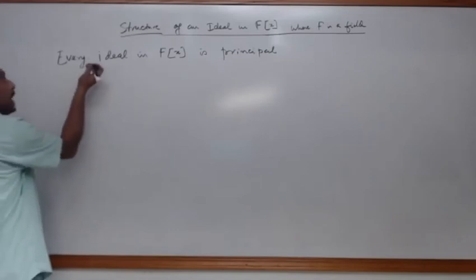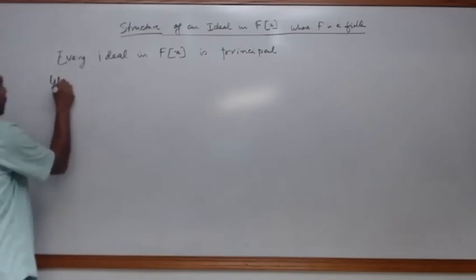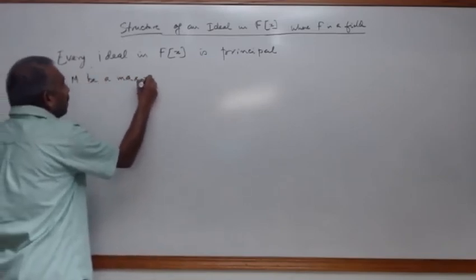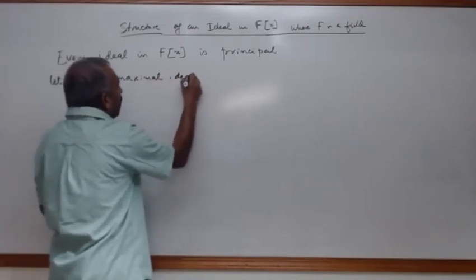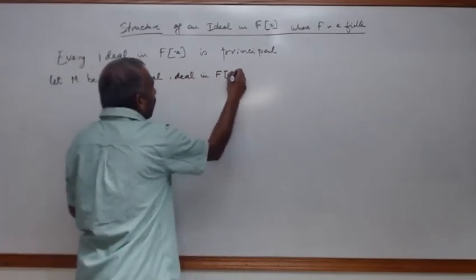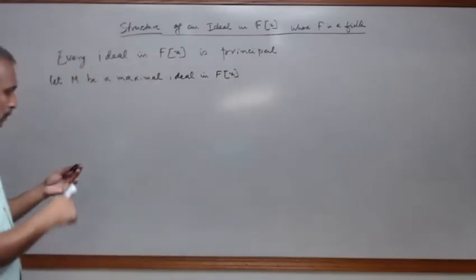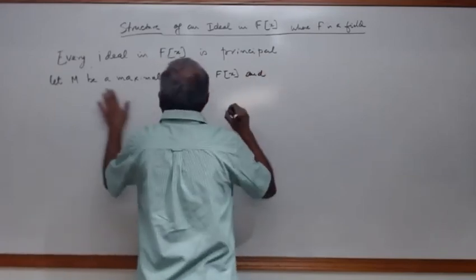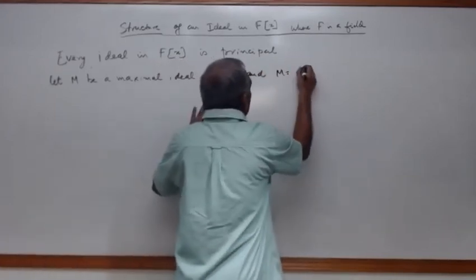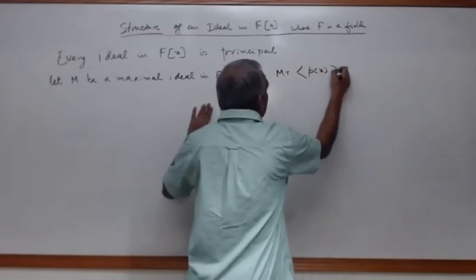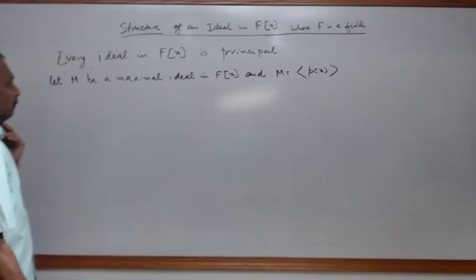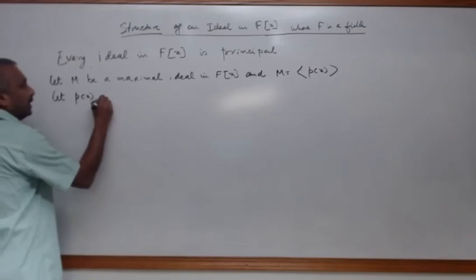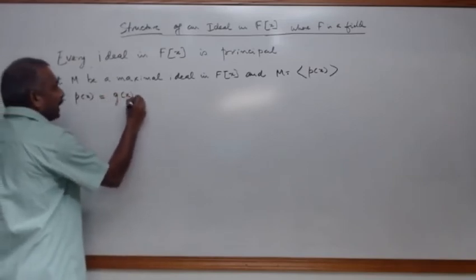So we'll start from a maximal ideal. Let M be a maximal ideal in F[x]. And this is an ideal, so you can always write it as M = <p(x)>. And let p(x) be factorized like g(x) times h(x).